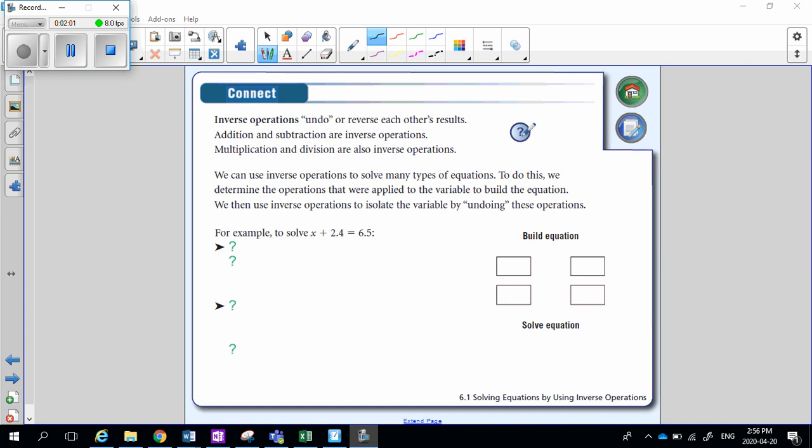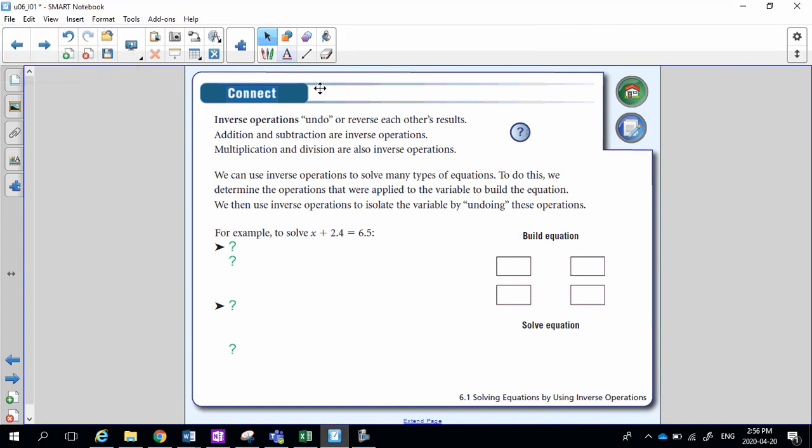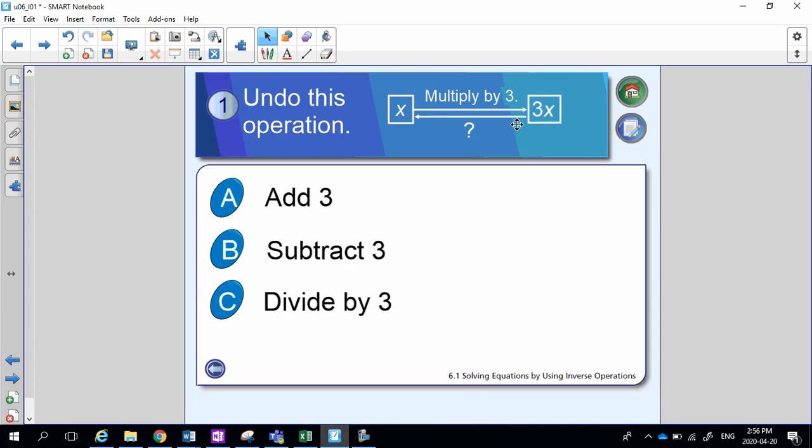So what we want to show here, just one sec, I gotta change to my pointer. There we go. Let's look at this, for example, okay? So if we have, here's our equation we're starting with. X multiplied by 3 gives us 3x, okay? So x times 3 is 3x.